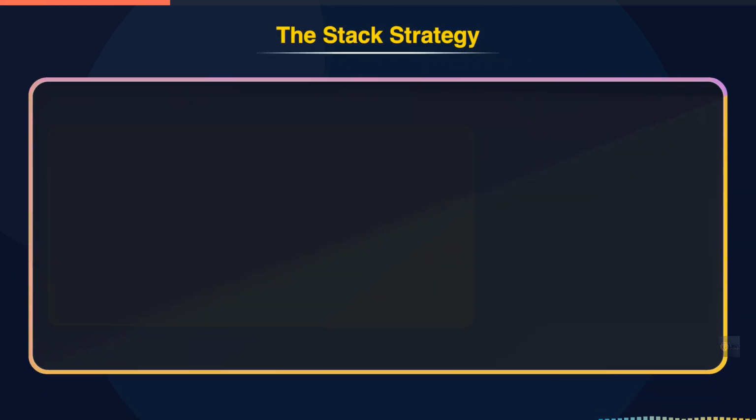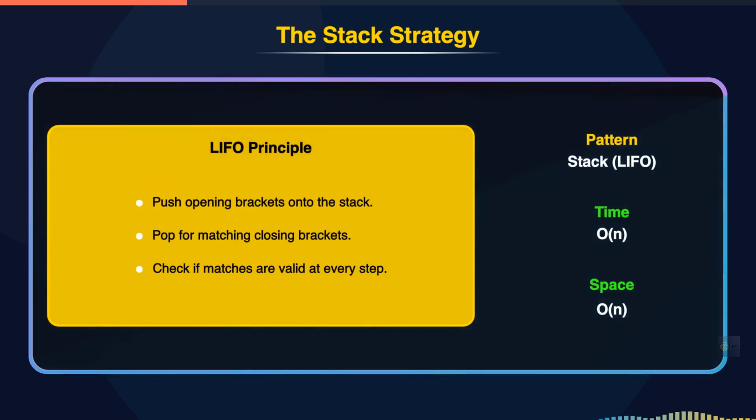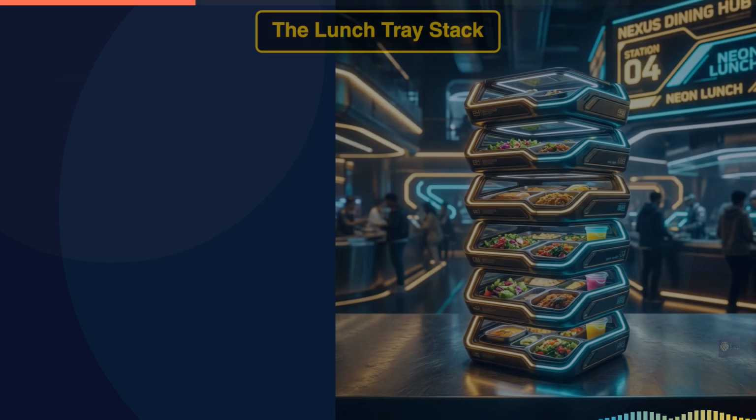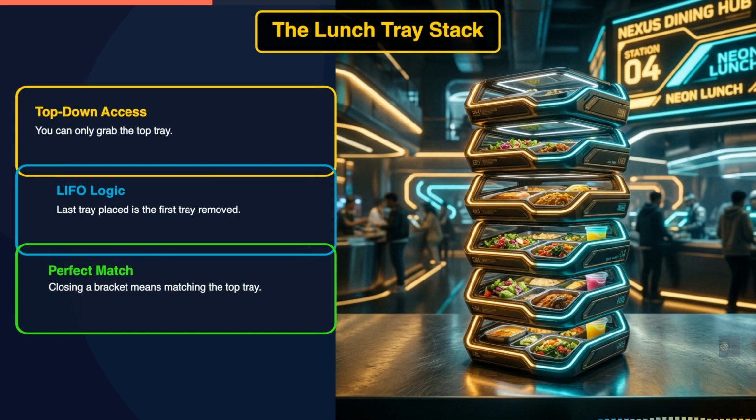How do we track waiting brackets? We use a stack. A stack follows the last in, first out principle, just like a stack of plates. When we see an opening bracket, we push it onto the stack. When we see a closing bracket, we look at the top of the stack. If the top matches our closing bracket, we pop it off and continue. If it doesn't match, or if the stack is empty when we need a match, the string is invalid. Finally, if the stack is empty after processing everything, we have a perfect match.